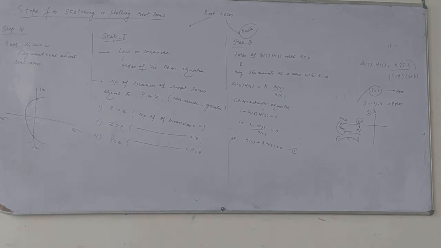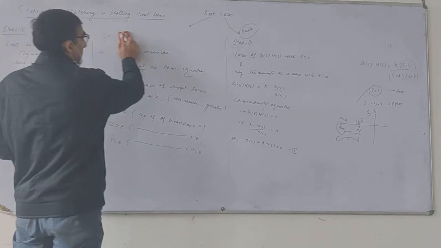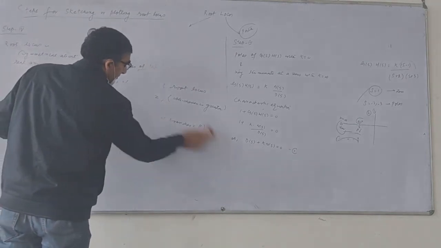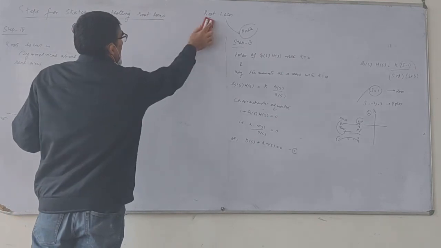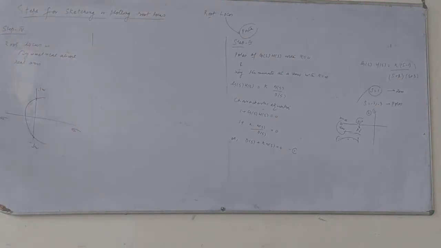So this is step number 4, next is step number 5. Now how do we determine whether any portion of the real axis is a part of the root locus or not? We say this is a part of the root locus and this is not a part of the root locus on the real axis. So how can we ascertain it? How can we say it? So, step number 5.